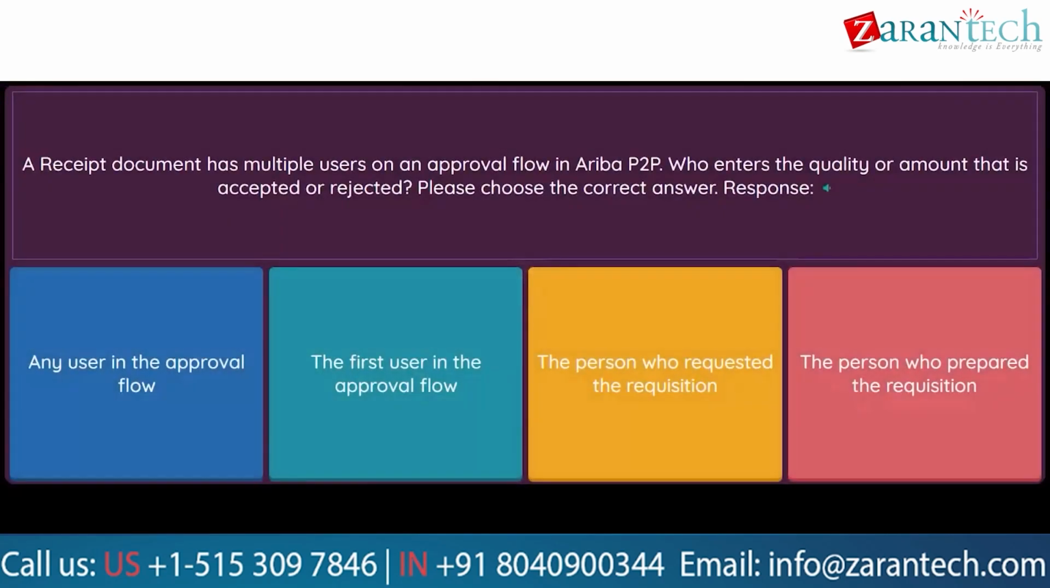Question: a receipt document has multiple users on an approval flow in Ariba P2P. Who enters the quality or amount that is accepted or rejected? Please choose the correct answer. Response: Option 1, any user in the approval flow. Option 2, the first user in the approval flow. Option 3, the person who requested the requisition. Option 4, the person who prepared the requisition.